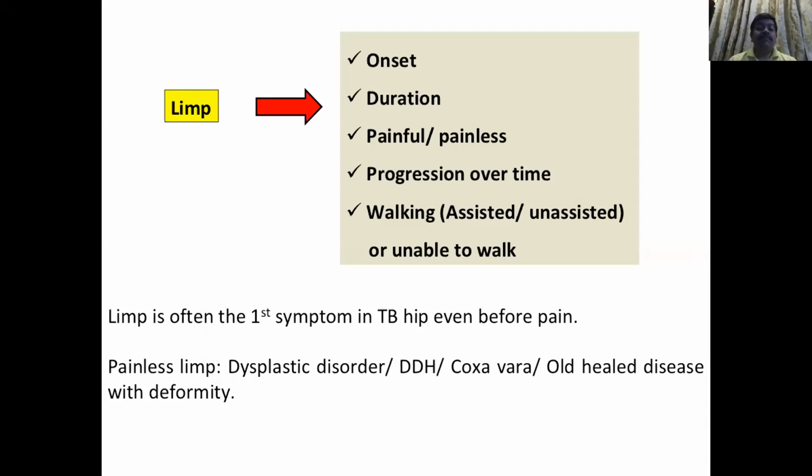Progression over time: what sort of walking does the patient have if he has a limp? Does he need assistance? Is it an assisted gait or is he still continuing unassisted? Or is he just not able to walk? At times, limp could be the first symptom in TB hip, even before pain. And as I've already told you, a painless limp is a very common presentation in the pediatric age group.